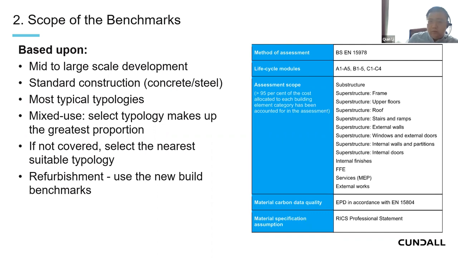For example, if you do a refurbishment, maybe your structure is much lower, but if you don't do well on the facade and internal finishing, you may still show up higher in those categories. Although you may be lower overall, by doing this exercise you can identify, oh, I might need to do better on my facade, or on my internal finishes, to bring them in line with the benchmark values.